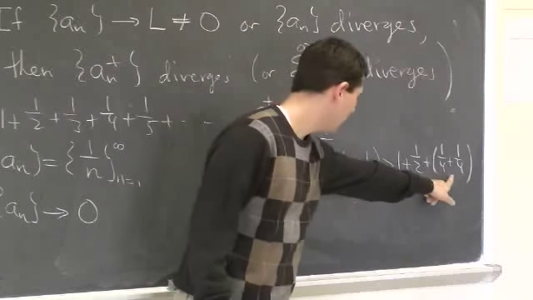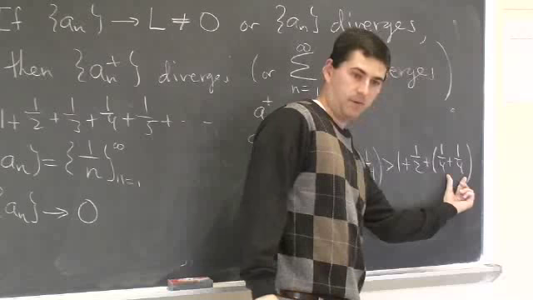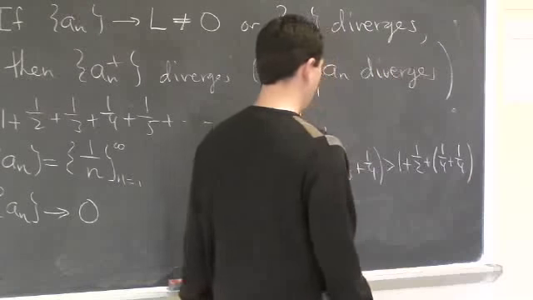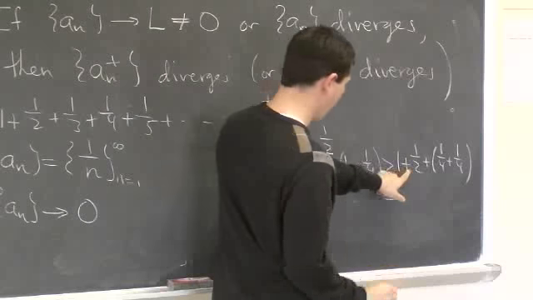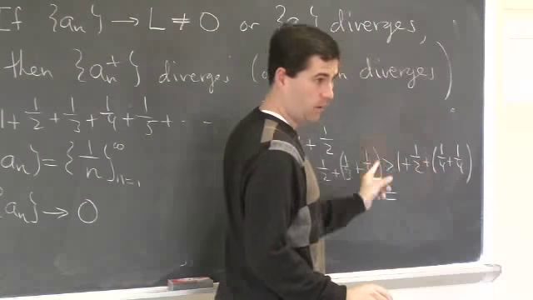Okay, so when I do that, I get a half. Of course, a fourth and a fourth is a half. And it's now a smaller number than my A4 plus. So I have 1 plus a half plus a half, so 1 plus 2 halves.